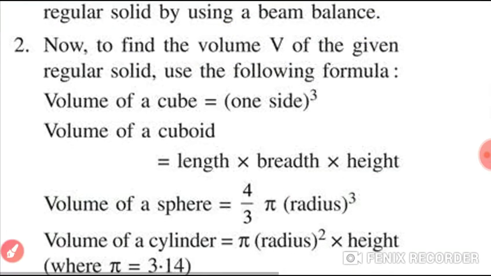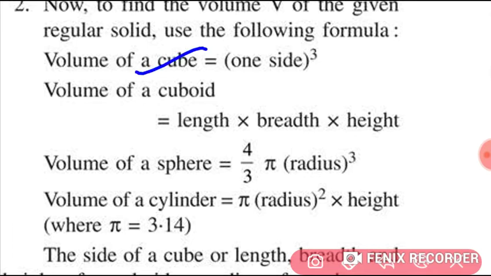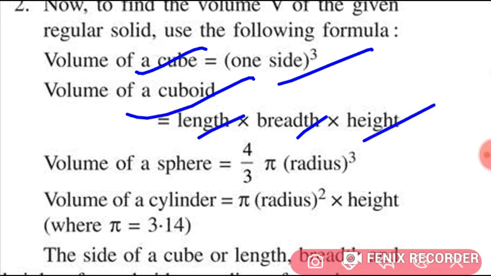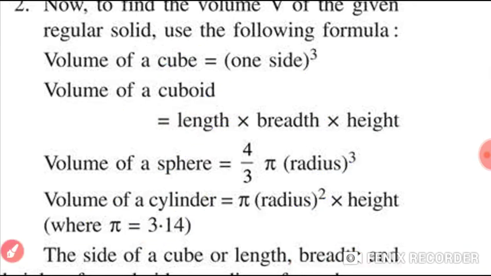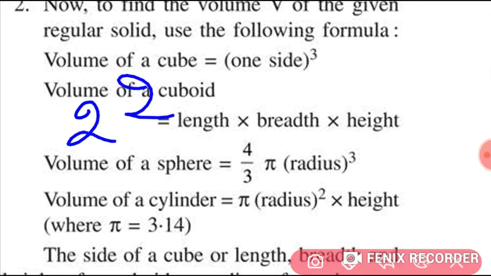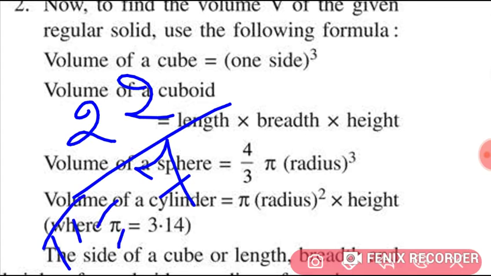What formulas can we use for that? For a cube, side cubed. For a cuboid, length into breadth into height. For a sphere, volume of sphere, 4 upon 3 pi r cubed. For the volume of a cylinder, pi r squared into h. Here, students, what value of pi are we taking? 3.14, or we can take 22 by 7 also. That is the value of pi.